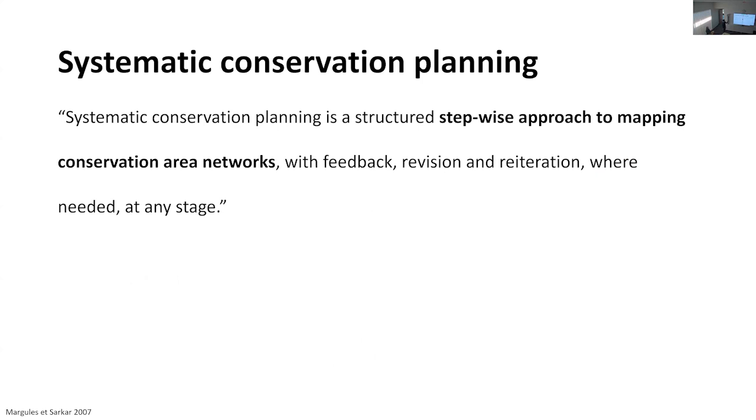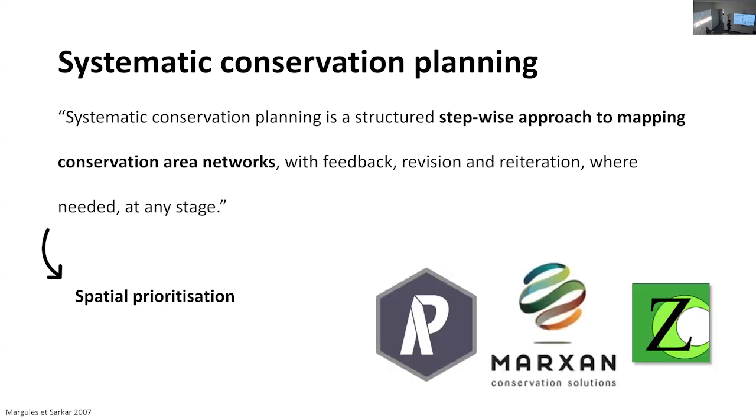This is in the framework of systematic conservation planning, which is a stepwise approach for mapping conservation area networks that then can be implemented. Especially, we look into spatial prioritization, the selection of the priority areas that we want to conserve based on multiple goals and objectives. To develop spatial prioritizations, there are multiple tools, for example Marxan, Zonation, but the one we're using is prioritizr.